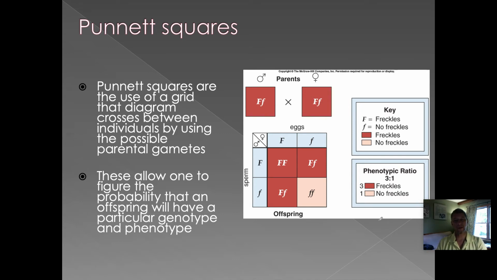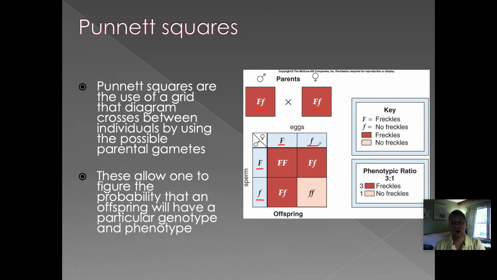So if the potential father is heterozygous and the potential mother is also heterozygous, well then dad can produce a sperm with a dominant allele and a sperm with a recessive allele. And mom can produce an egg with a dominant allele and an egg with a recessive allele. Now we're using the freckles case again.